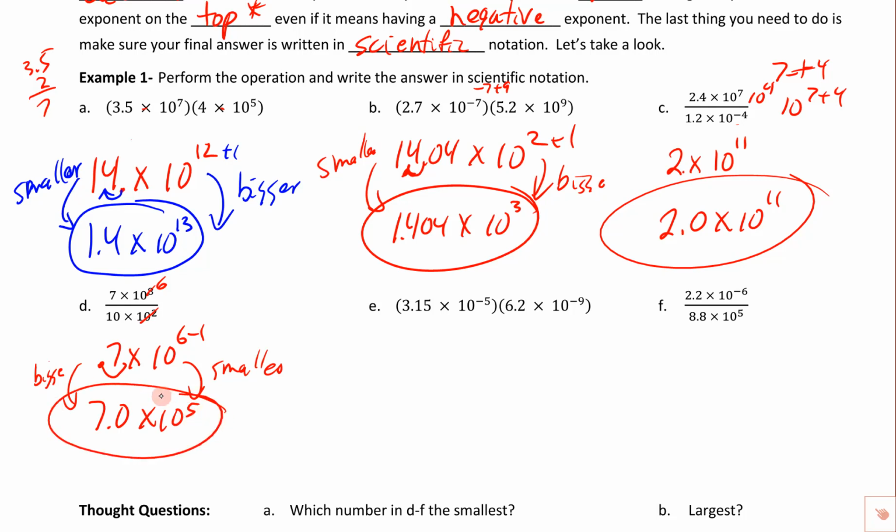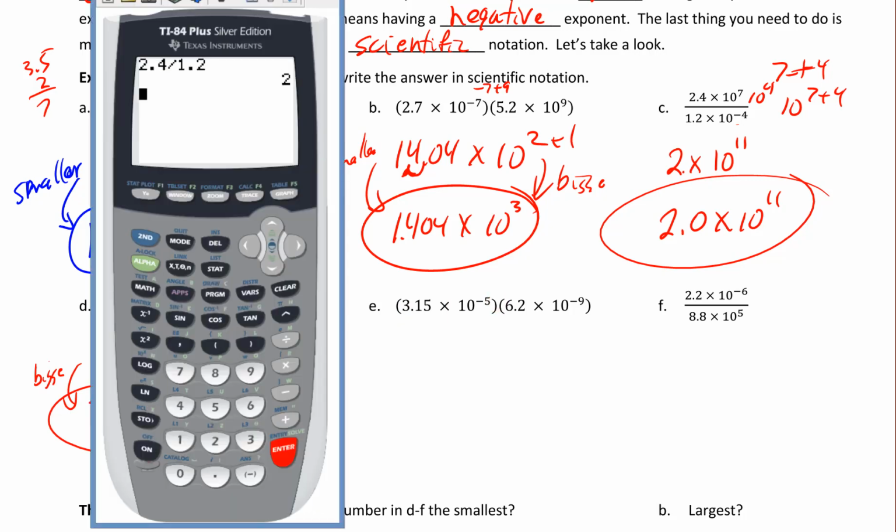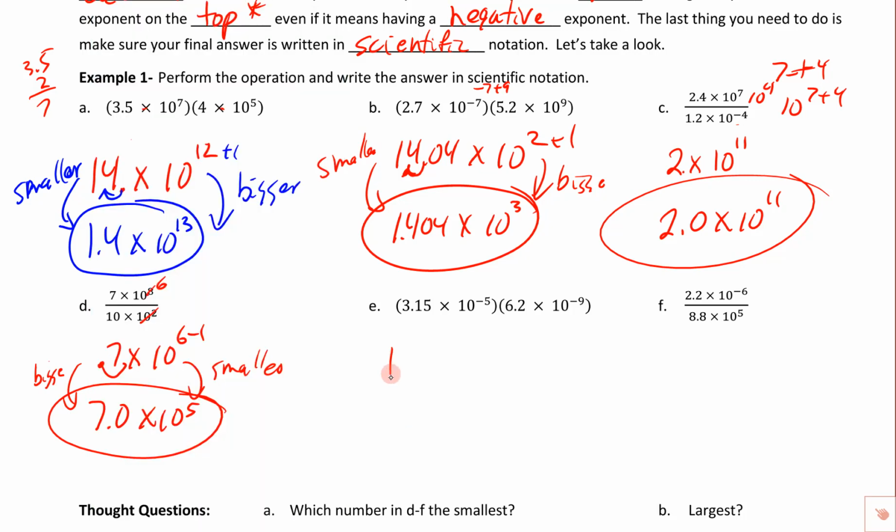Next one, let's multiply those guys together. So definitely a calculator problem. 3.15 times 6.2, 19.53. So 19.53 times 10 to some power. Let's see what we've got here. We've got a -5 and a -9. So -5 minus 9, or let me write it this way, -5 plus -9. That's still going to be a -9, so we're going to get -14 here.